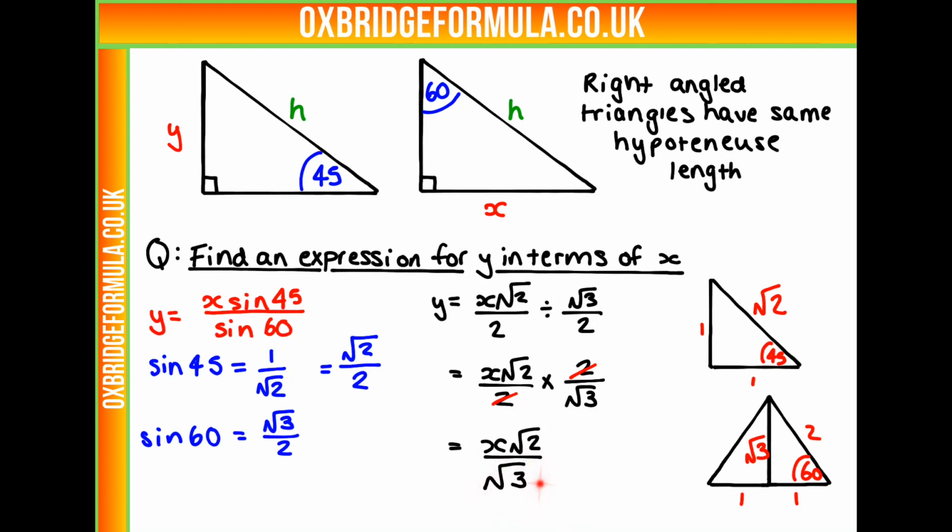But again, we've got a surd on the bottom here, which we don't really want. So if we times the top and the bottom by this root 3 to get rid of it, we're going to get an answer of x root 6 over 3. And that is our final answer. So our answer overall is G.